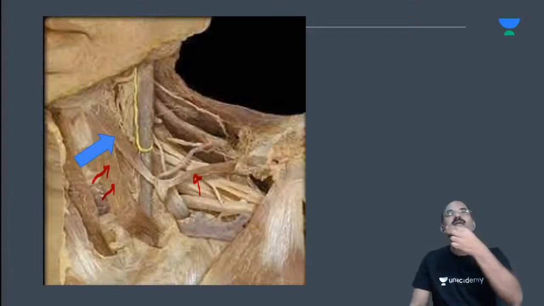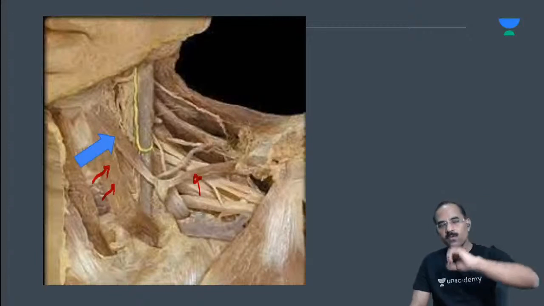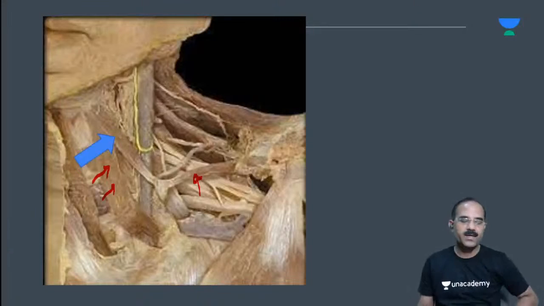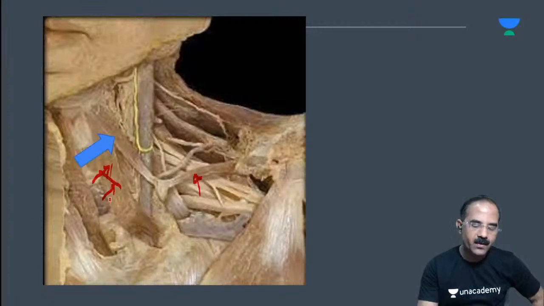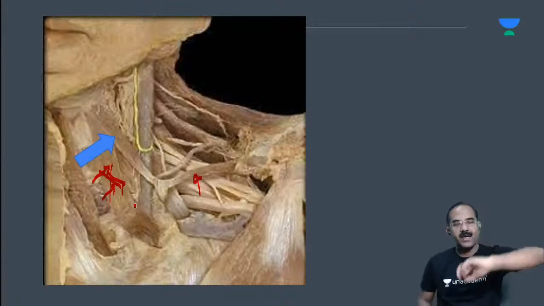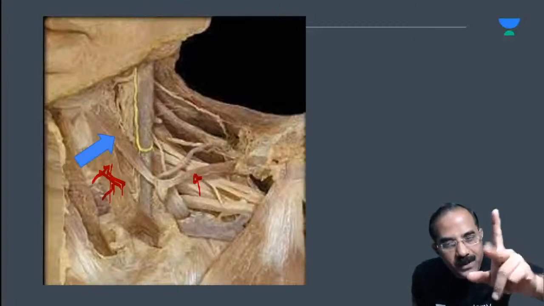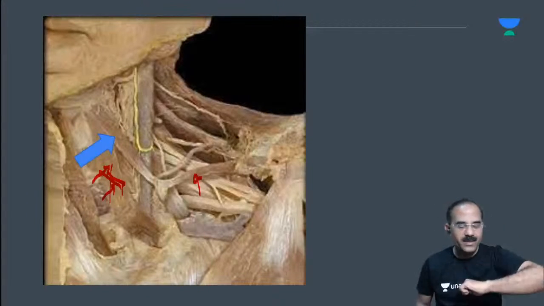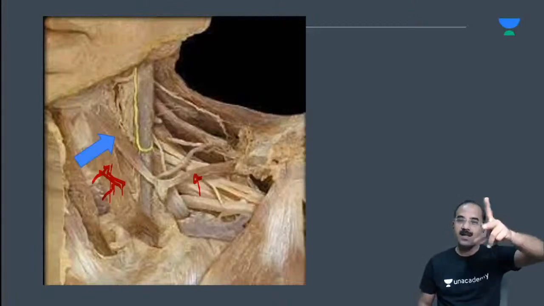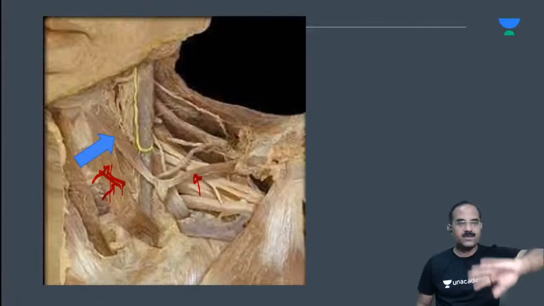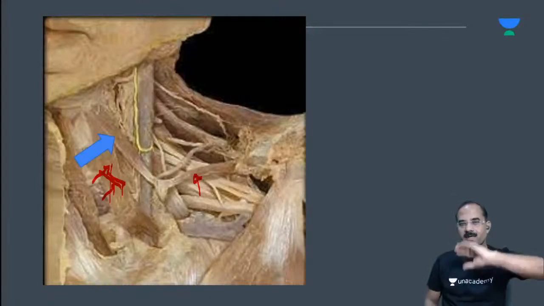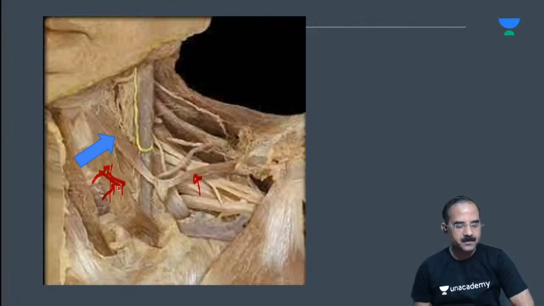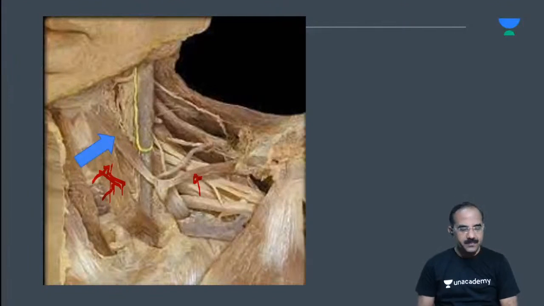Sternohyoid. So two muscles lie in the same plane: the superior belly of omohyoid and the sternohyoid. If I remove the sternohyoid, I find two muscles below it. One is the sternothyroid and the second one is the thyrohyoid. Sternothyroid and thyrohyoid lie below this sternohyoid. Are you following this? Clear?